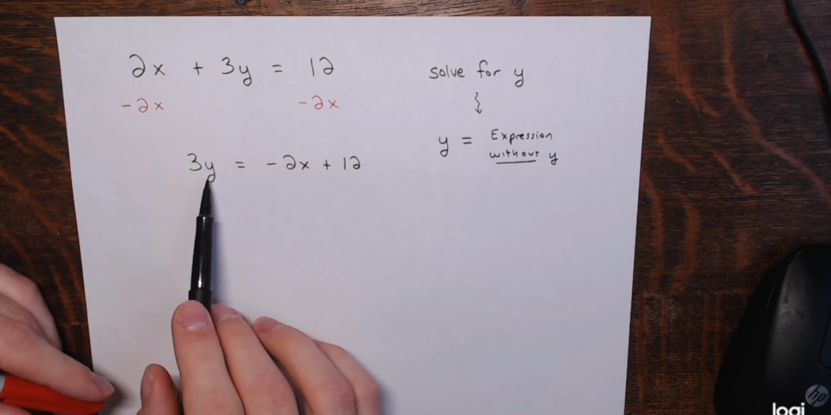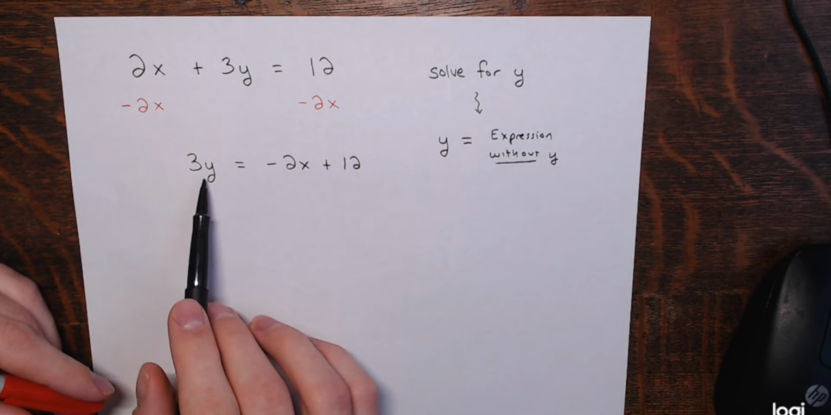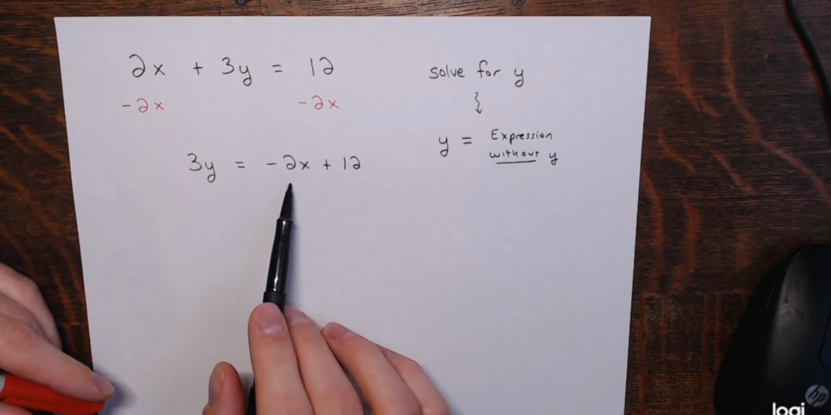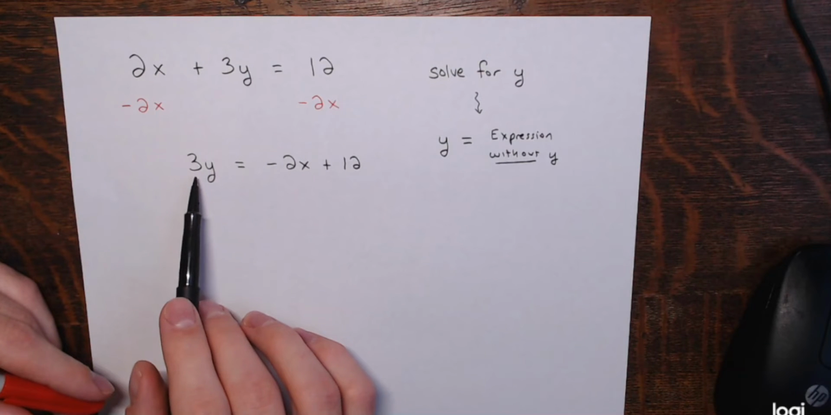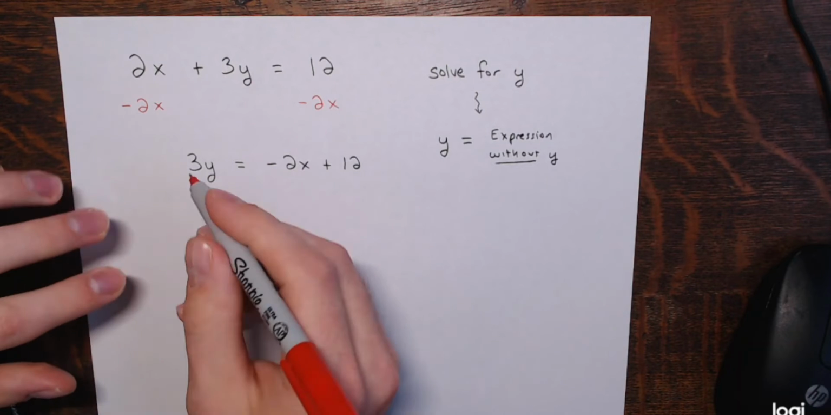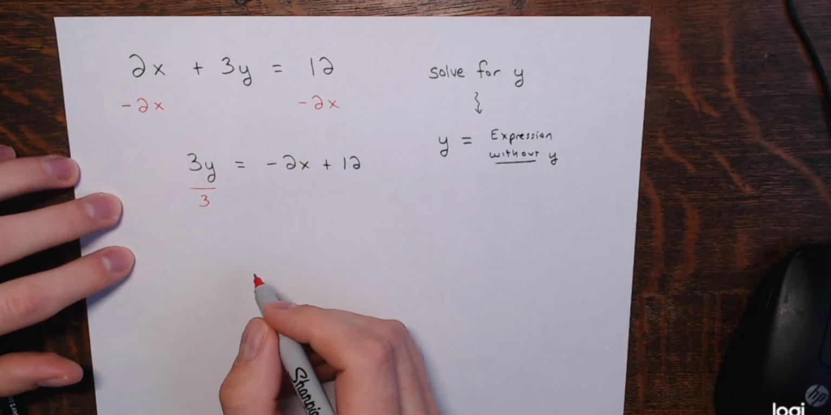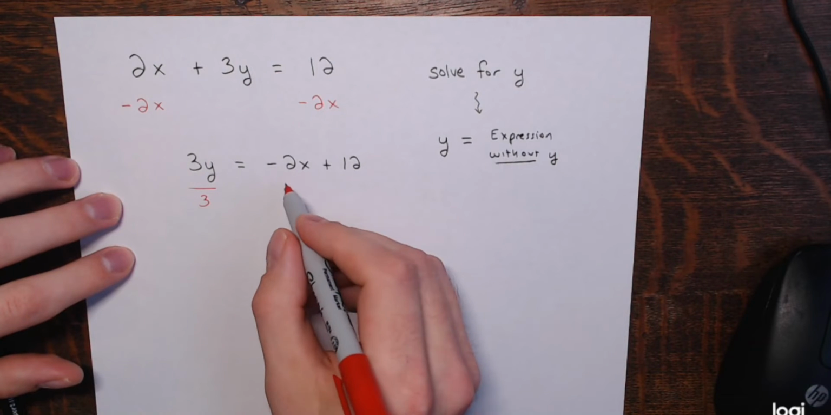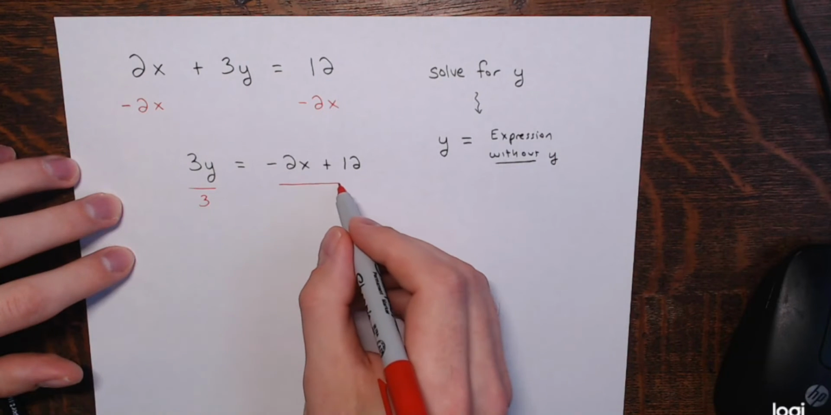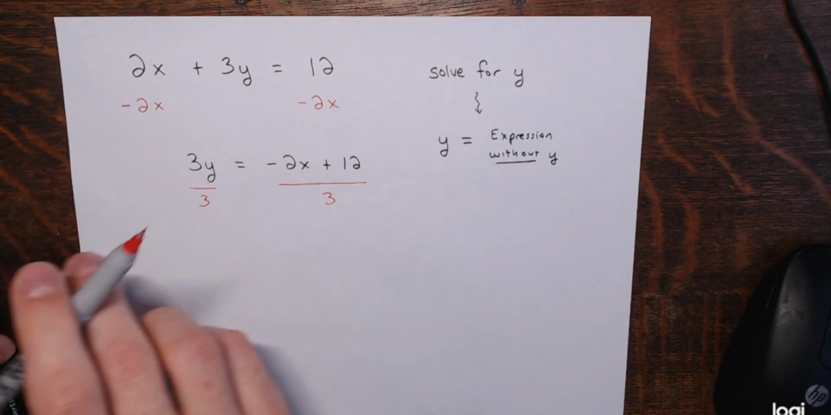I have all the terms with y attached on one side, terms without y on the other, but I want 1y, not 3y. So I divide both sides by 3, or you could say multiply by 1/3, that's the same thing. And don't forget, you're doing it to the entire side, every single term.